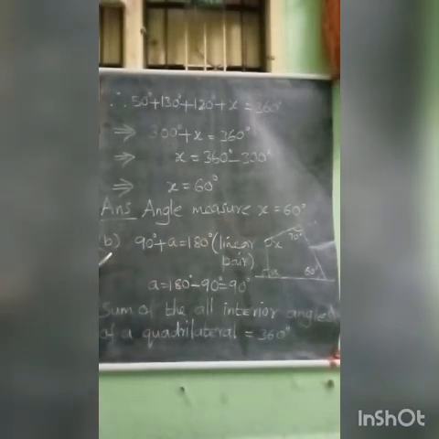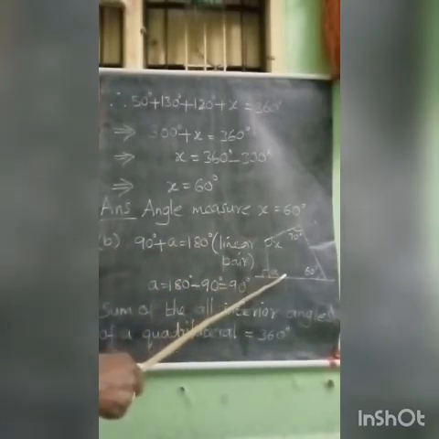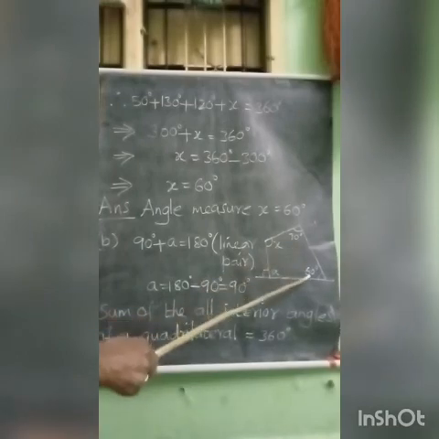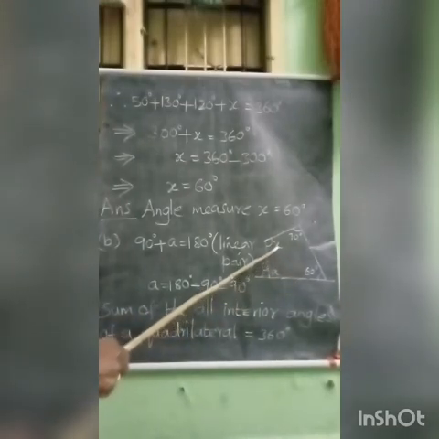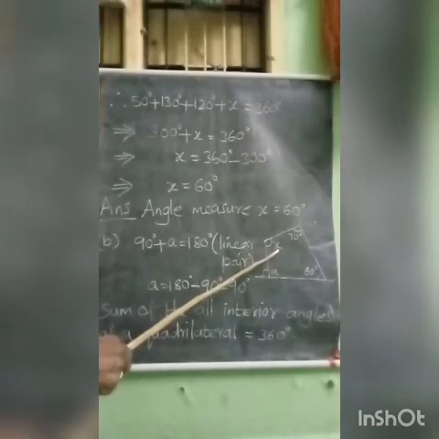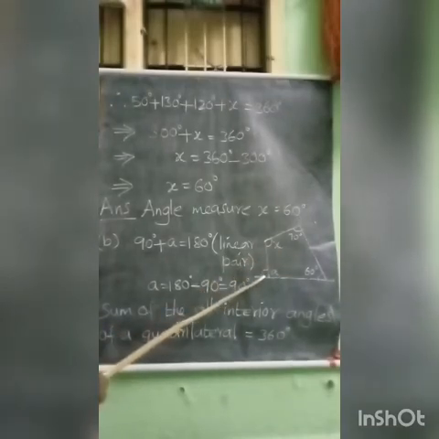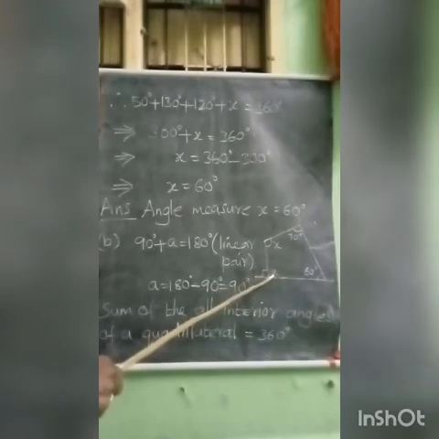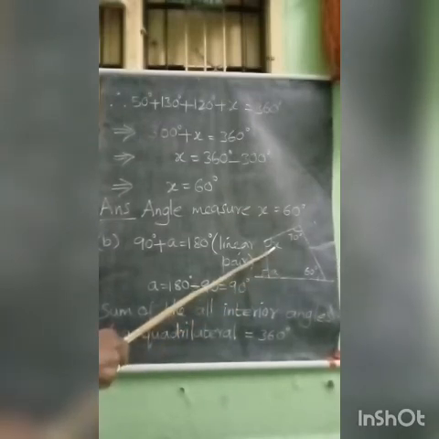Then the next sum. This figure is a quadrilateral shape. A quadrilateral has 4 sides and 4 angles. From that, 2 angles are given, and x is the unknown measure. Here one exterior angle marking is given, but the interior angle is not given. So first find this angle, next find the measure of x.